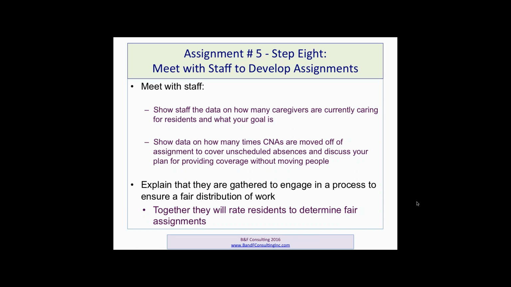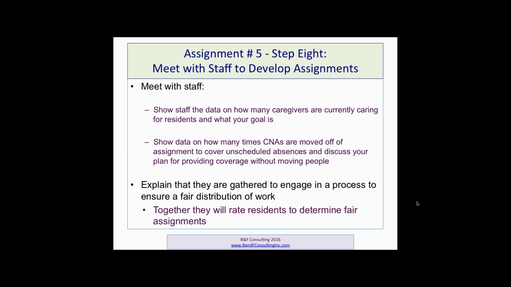When you meet with the staff, show the data on how many caregivers are currently caring for residents and what your goal is. Remind them of their experience with paired drinking and how important it is to residents to know and trust in the people giving them intimate care. Show data on how many CNAs are moved off their assignment to cover unscheduled absences, and discuss your plan for providing coverage without moving people and how you want to reduce unscheduled absences.